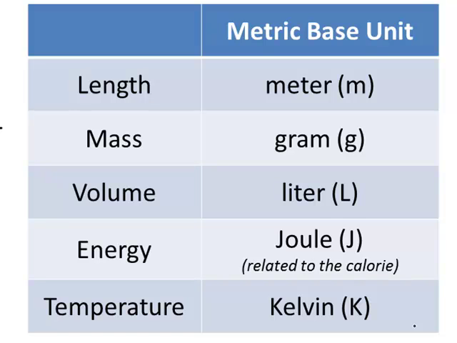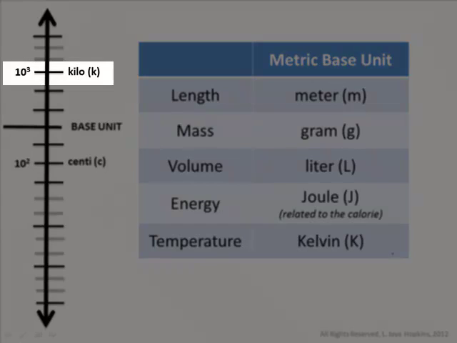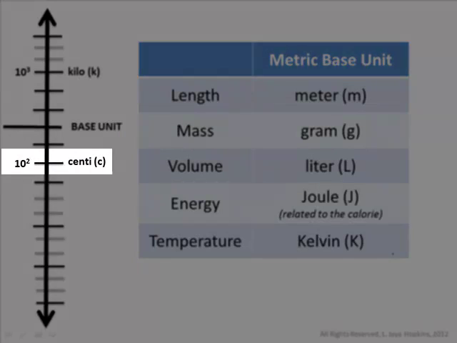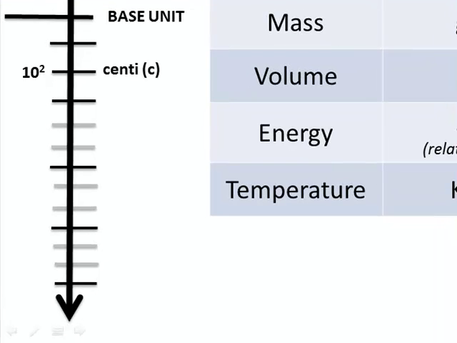Let's look now at some of the other prefixes in the metric system. We've already discussed kilo and centi. A kilo is 1,000 times larger than the base unit, meaning you always move decimal points to the left, or you always divide by the number, divide by 1,000 in this case. And centi is smaller than the base unit, so you will always move your decimal point to the right, or you'll always multiply by the value, 100 in this case. Let's look at some of the other smaller prefixes.